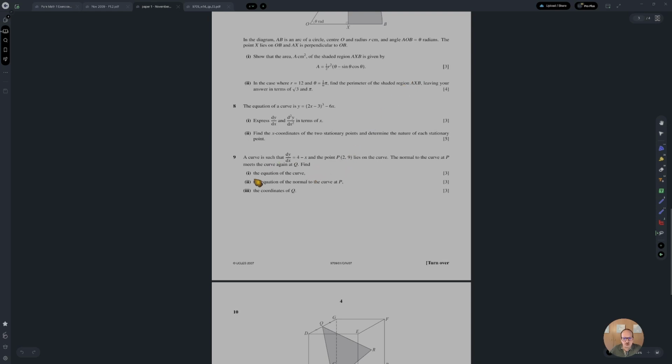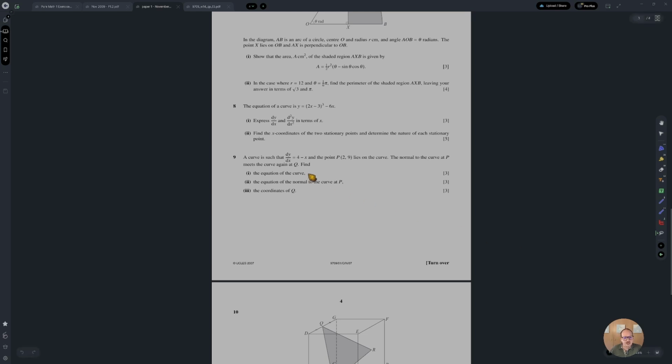Next one is also from October-November, but now 2007. And the question is this one, question 9, a total of 9 points. Let's see what it says. A curve is such that dy/dx equals 4 minus x, and the point P (2, 9) lies on the curve. The normal to the curve at P meets the curve again at Q. And you have to find first the equation of the curve.